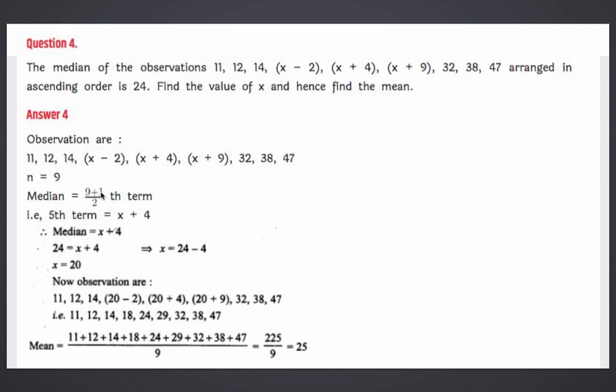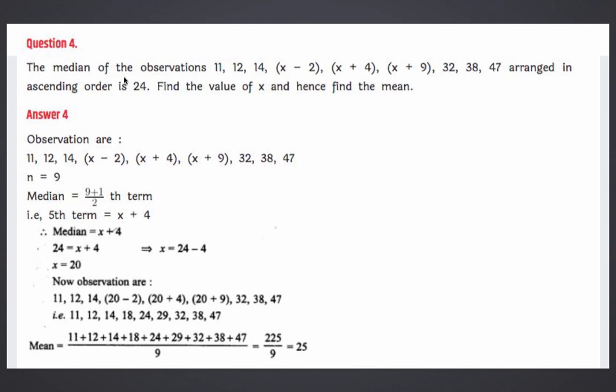That is 9 plus 1 is 10, 10 upon 2, the 5th term. Which is the 5th term? Check. 1, 2, 3, 4, and this is 5. Which is the 5th term? x plus 4. And x plus 4 is the median as per us. And it is given in the question that the median is already 24. Clear? Because it was an odd number of observations, it comes out x plus 4.